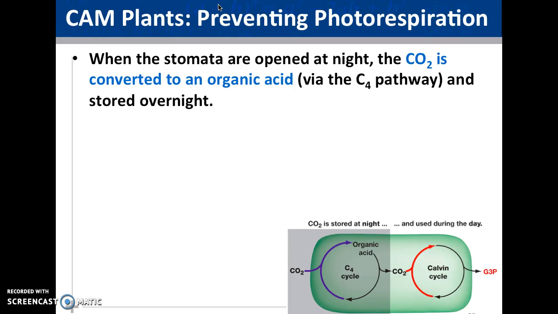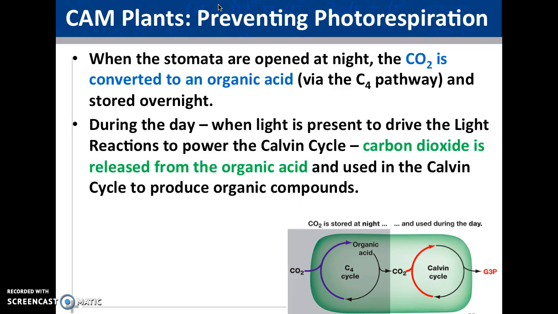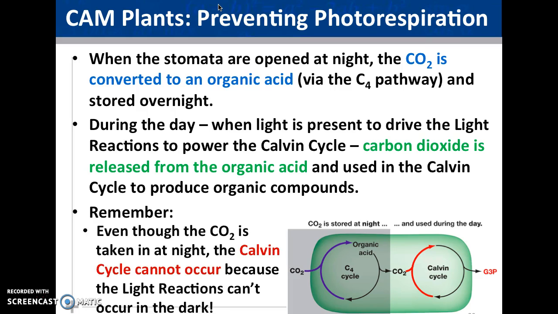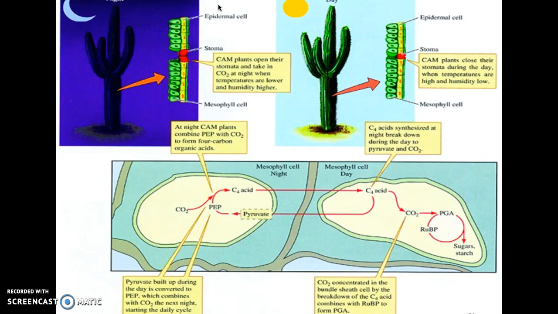When the stomata are open at night, CO2 is converted to organic acid via the C4 pathway. So technically they are C4 plants, and then it is stored overnight. During the day, when light is present, the carbon dioxide is released from the organic acid and used in the Calvin cycle to produce organic compounds. Remember, even though the CO2 is taken in at night, the Calvin cycle can't occur because the light reactions aren't occurring during the dark. So it basically is just stored until then.